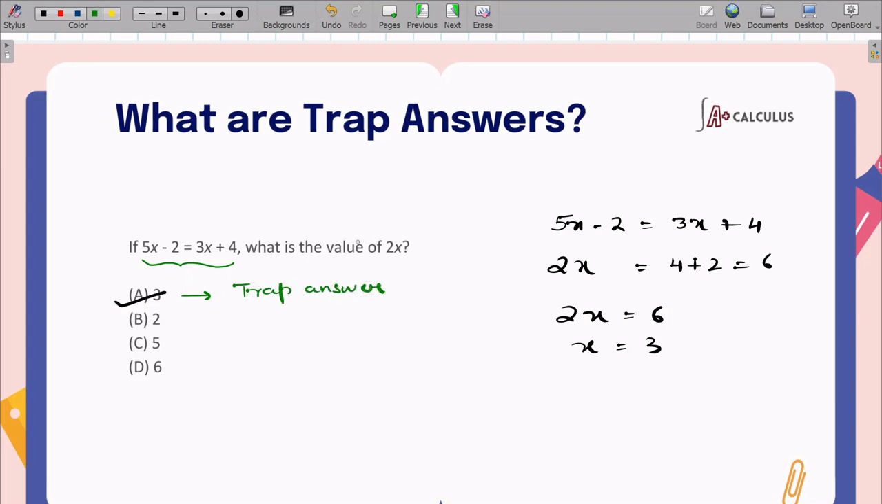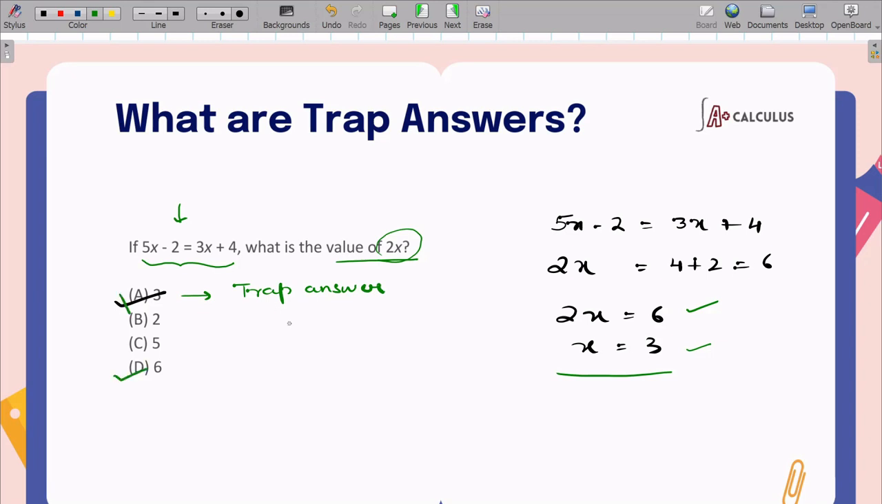Now the test makers know that many students will not read the question completely, because this happens when we are giving a standardized test. Whenever there is a time constraint, we sometimes skip reading the question completely, and whenever we see an equation, we just try to solve it for x. We see the value of x in the options and we just select that option. But in this question, they are asking for the value of 2x, and we don't even have to solve the question completely. We are getting the value of 2x in the second step itself. So 2x is 6, which is option D.